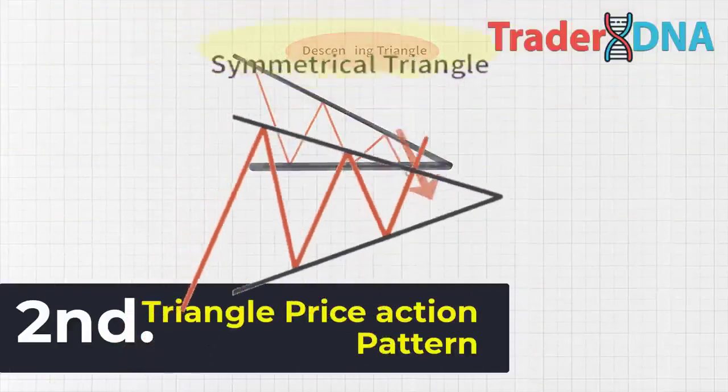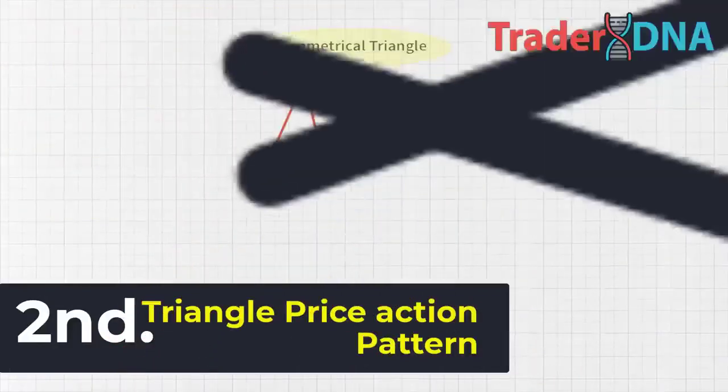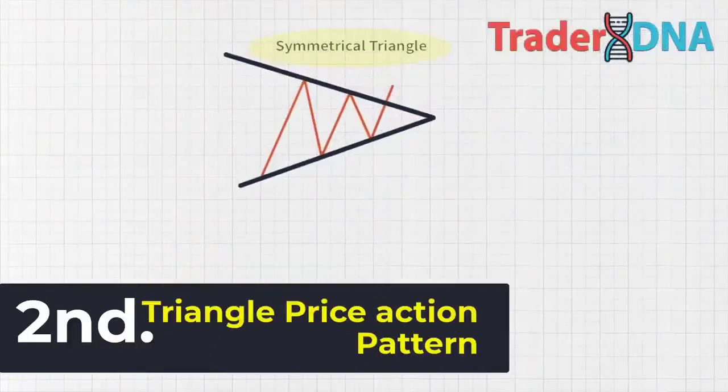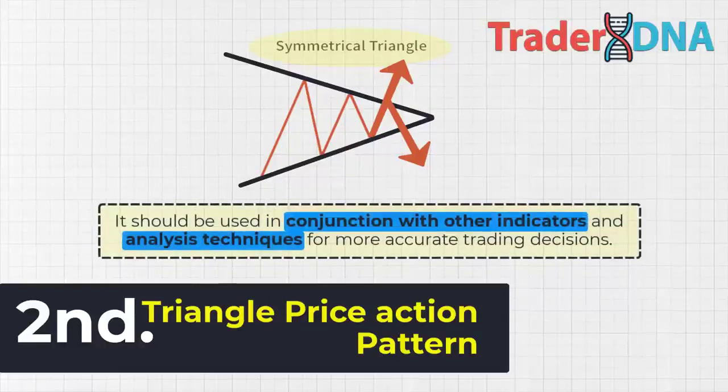Symmetrical triangle. This pattern occurs when both the upper and lower trend lines converge, creating a symmetrical shape. It suggests a period of consolidation and indecision, with a potential breakout in either direction. Traders often look for a breakout from the triangle pattern as a signal to enter a trade. A breakout occurs when the price moves decisively above the upper trend line. It's important to note that the triangle pattern is just one tool in technical analysis and should be used in conjunction with other indicators and analysis techniques for more accurate trading decisions.